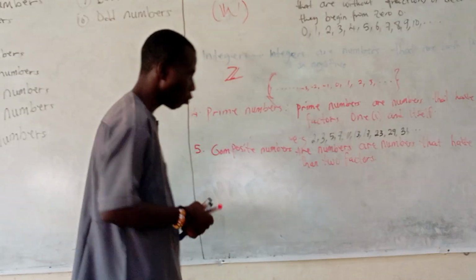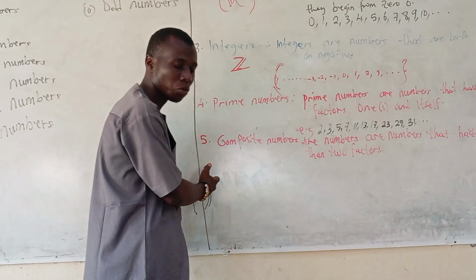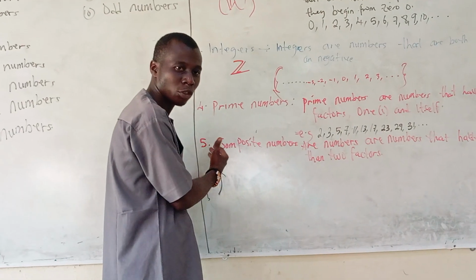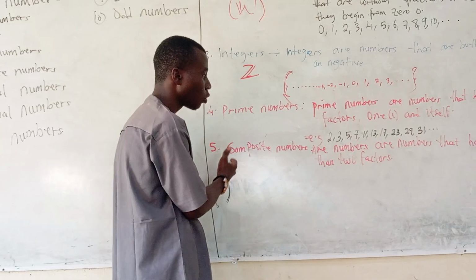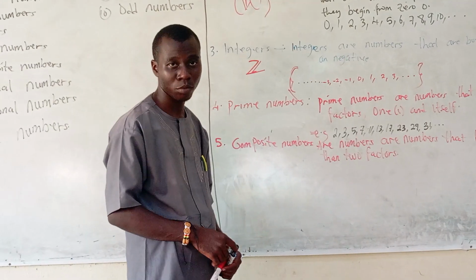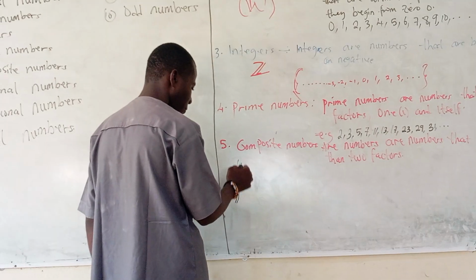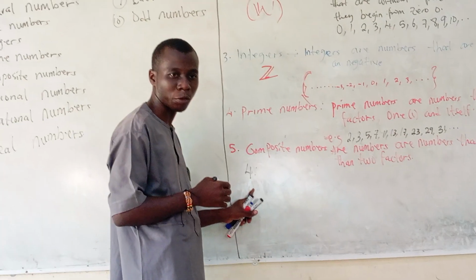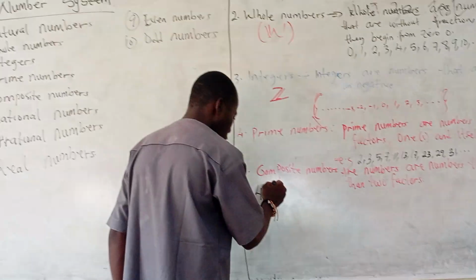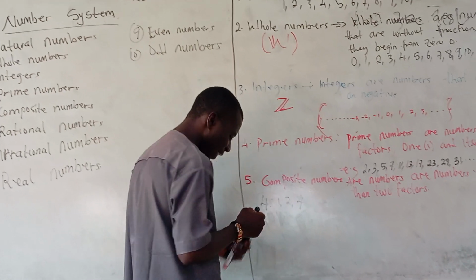Now, what numbers do we have that have more than 2 factors? You can see that 1 is not a composite number. 2 is also not a composite number because 2 has only 2 factors. 2 is rather a prime number. Now, if you are talking of composite numbers, we'll be looking at numbers like 4. What are the factors of 4? The factors of 4 are 1, 2, and 4 itself.